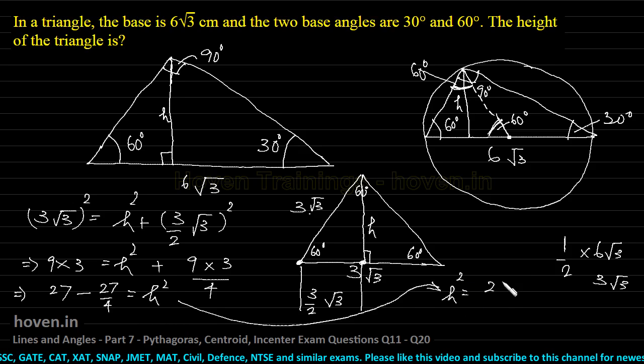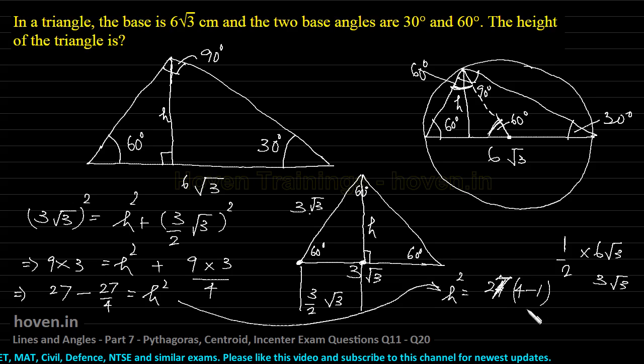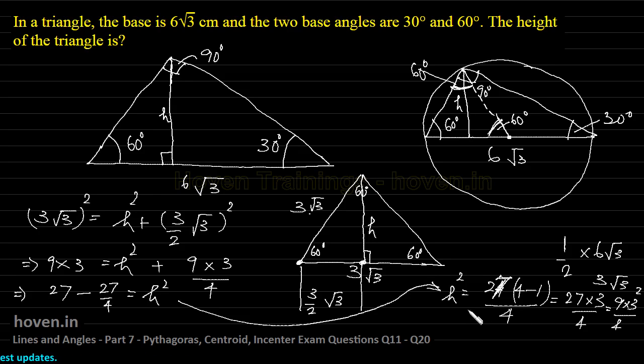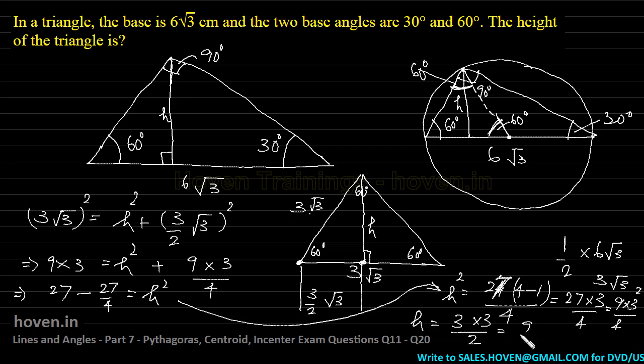So I can now write it at any place, I'll find some vacant space here. So h square is equal to 27 into 4 minus 1 by 4. I have taken this 4 as LCM. 27 is common, so it is 4 minus 1. So it will be 27 into 3 by 4, which we can write as 9 into 3 square by 4. So obviously when we take out the square root, h will become, square root of 9 will be 3, square root of 3 square will be 3, and this 4 will become 2. So we will get 9 by 2 equal to 4.5 is the answer.